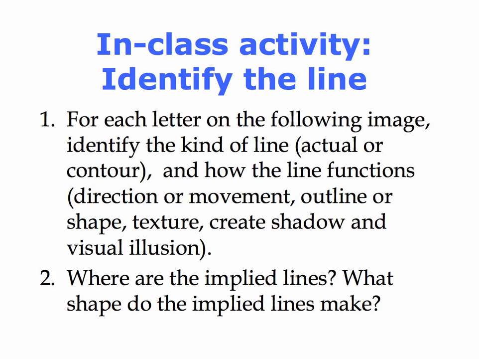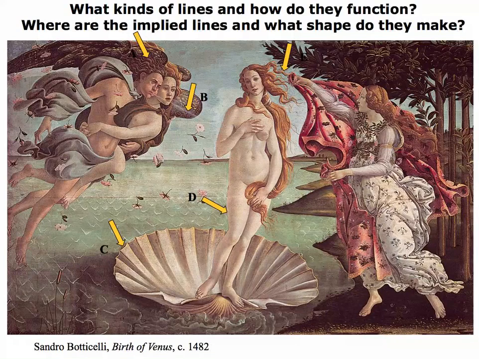Alright, get your pens and paper out. In the next image, I'm going to show you a series of arrows, and I want you to try to identify what kind of line the arrows are pointing at. Try to also identify how the line functions in the image. Does the line show direction or movement? Does it outline a shape? Does it give texture to some element in the painting? Does it create a shadow or an illusion? And then see if you can identify if there are any implied or psychological lines giving balance to the composition.